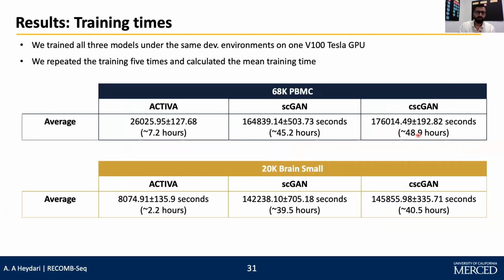And finally, we talked about efficiency. Well, how efficient is ACTIVA? We can see that not only can ACTIVA produce better quality of cells compared to SCGAN and CSCGAN, but it can also do it in much faster time. So these are the training times under the same computational environment. Here for 68K, we do this in 7 hours, while SCGAN does it in 45 hours and CSCGAN does it in 48 hours.